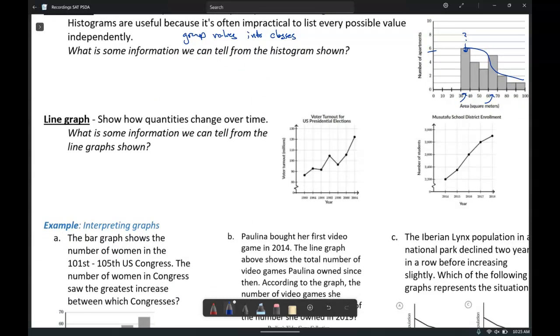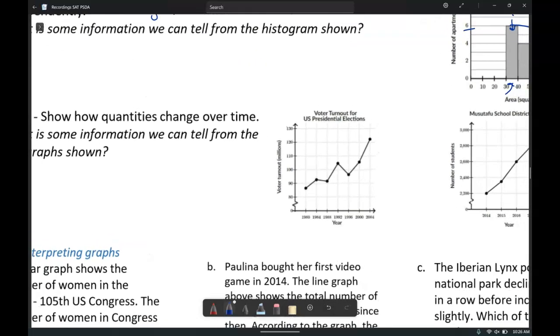Another common way to display data is through a line graph, also known as a time series chart. And it shows how quantities change over time. So again, we're looking at patterns and any information over a period of time instead of at discrete specific values. And so here we can look at voter turnout for a U.S. presidential election. And we can see that over time, it's generally increasing. We see this general kind of curve shape going, and so voter turnout is going up over time.